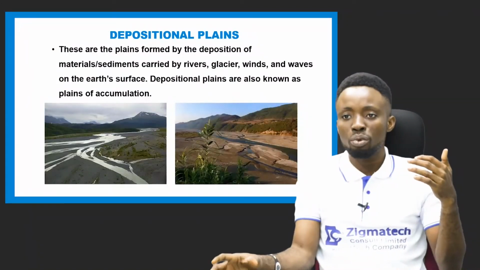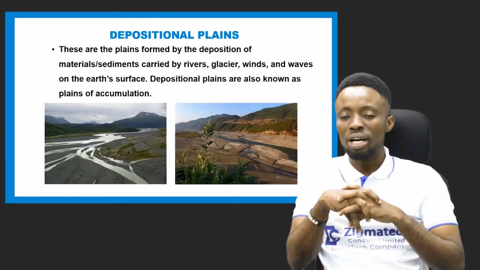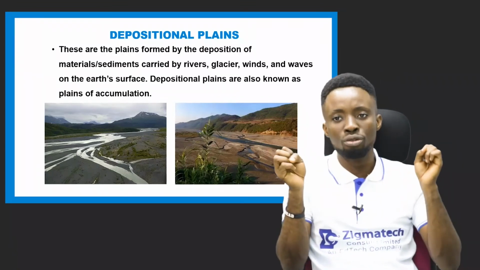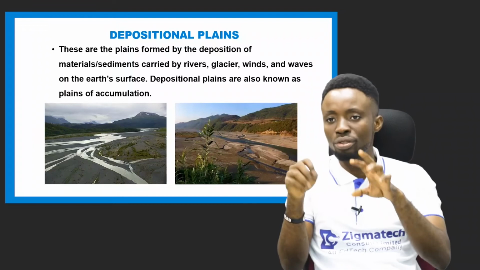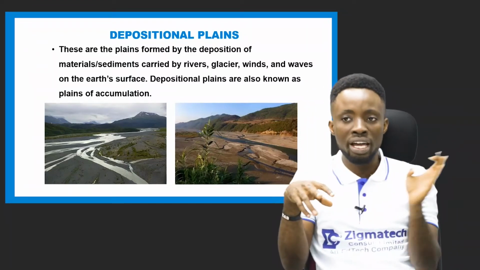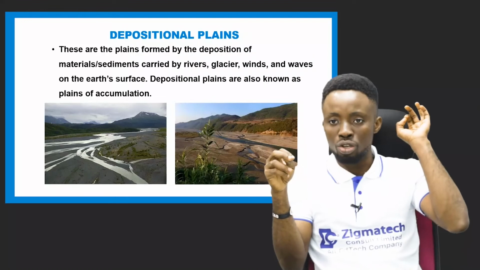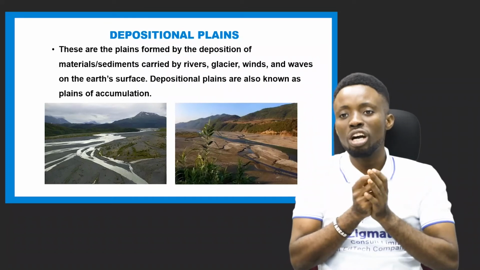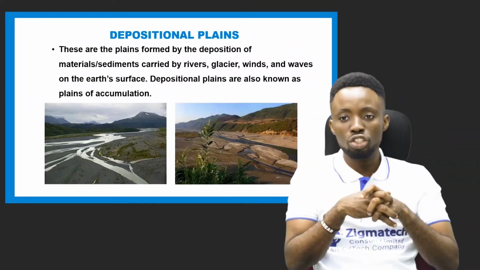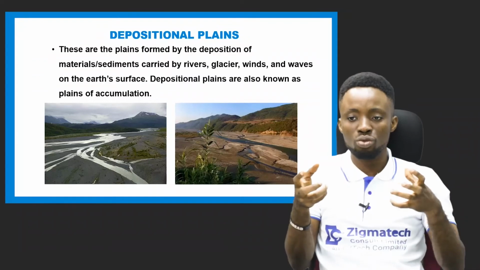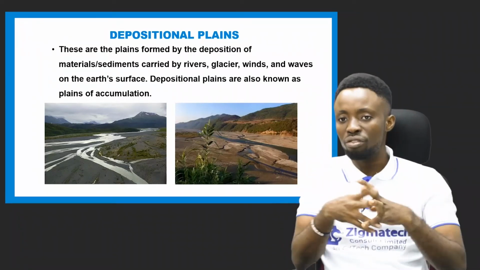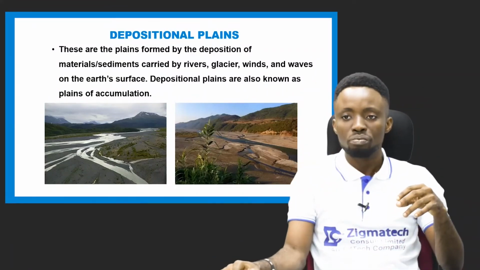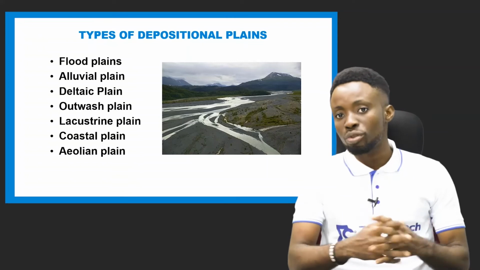Then we look at the depositional type of plain. Now, as the word deposition denotes, this type of plain is formed when we have sediments or deposits carried by river or by ice or by wave from its source to that destination. So we call depositional plains plains of accumulation, because we have different sediments or different debris or materials being transported to that spot.